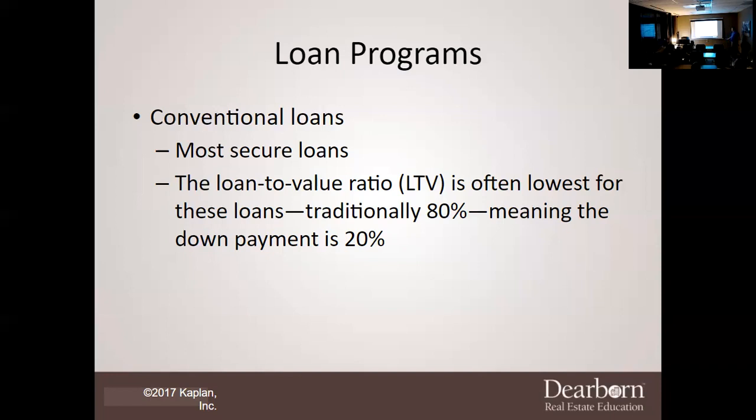Traditionally, 80%, meaning that they want what? They want 20% down payment. If you're going to get a conventional loan, they oftentimes want 20% down because they're putting their money up. They want you to put your money up. Okay? We're not playing this little back and forth. They want you to be serious. Okay?